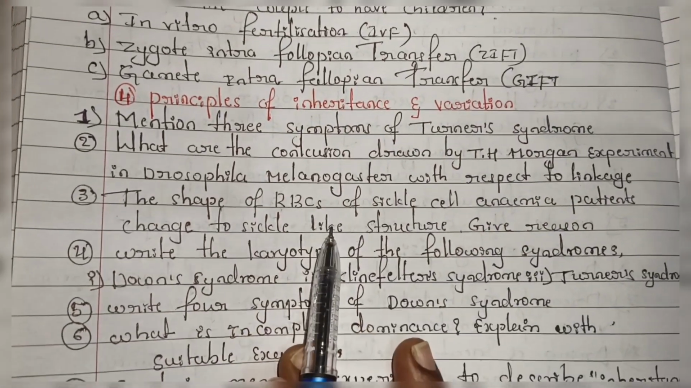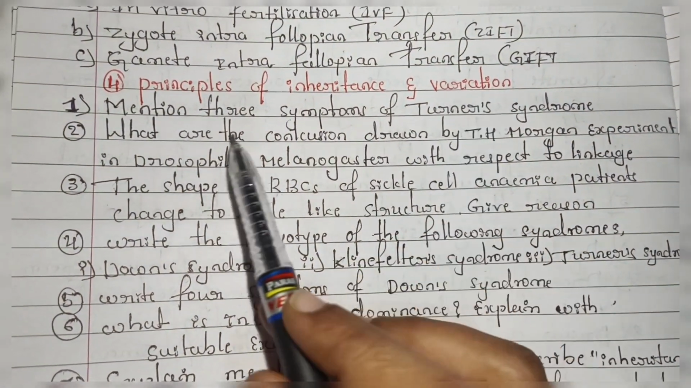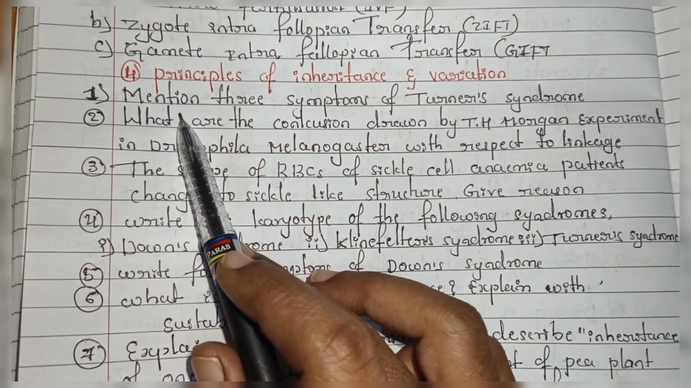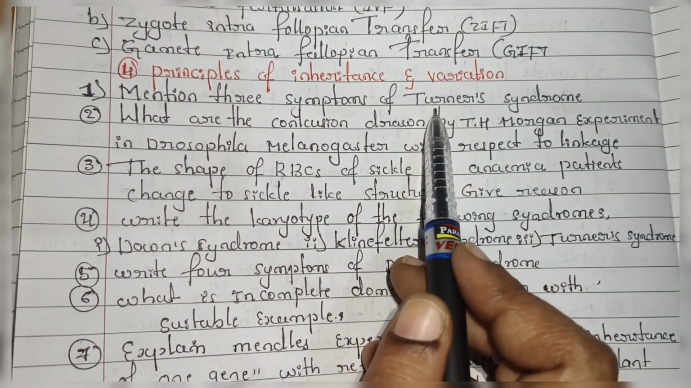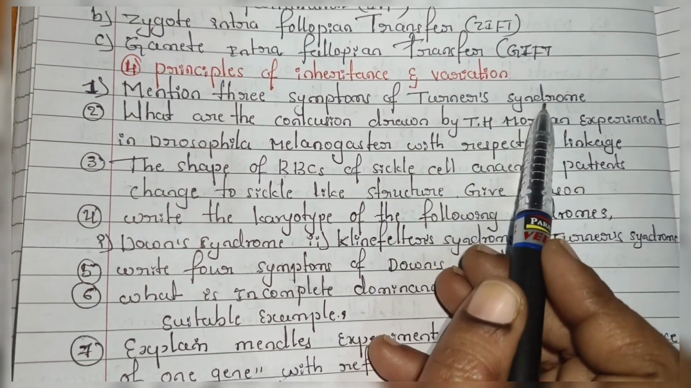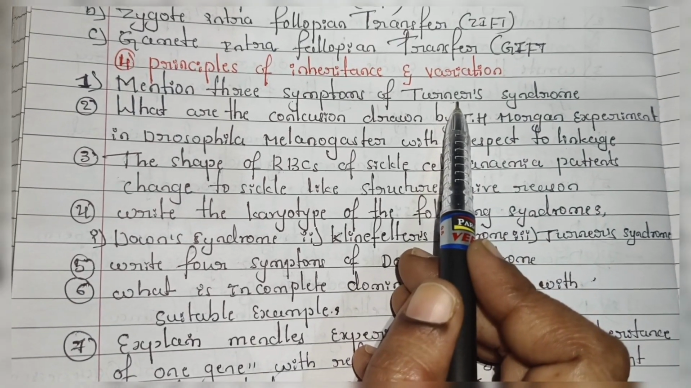So next chapter is Principles of Inheritance and Variation. So first question, mention 3 symptoms of Turner syndrome. So how Turner syndrome takes place, and you have to write 3 symptoms.